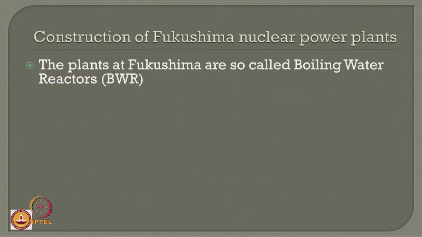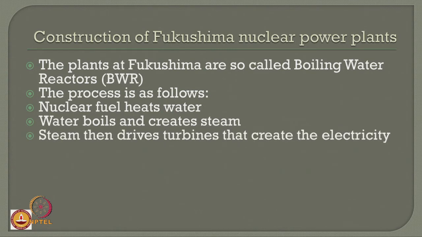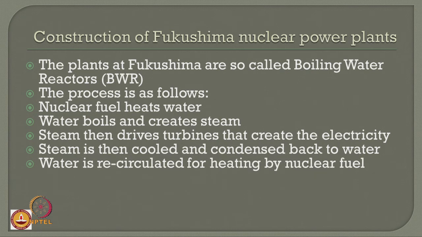The plants at Fukushima are also called boiling water reactors. That is the type of process plant they have for nuclear power plants in Fukushima. The process in this particular plant is as follows: nuclear fuel heats water, water therefore boils and creates steam, steam then drives the turbine that creates electricity, steam is then cooled and condenses back to water, and the water is again used, getting heated up by the nuclear fuel. Therefore, the process is cyclic.